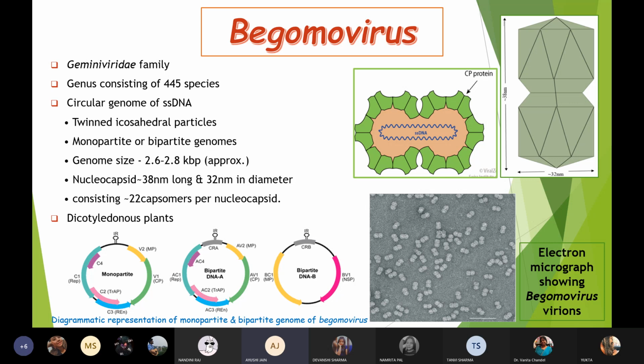Both the segments are generally required for successful symptomatic infection in the host cell, but DNA-B is dependent for its replication upon DNA-A, which can, in some Begomoviruses, apparently cause normal infections on its own. They are also associated with alpha or beta satellite DNA, which has a role in symptom development and virulence. Begomoviruses principally affect the dicotyledonous plant species. At the right corner of the slide, you can see the electron microscope view of Begomovirus virions, which beautifully shows the twin icosahedral symmetry.